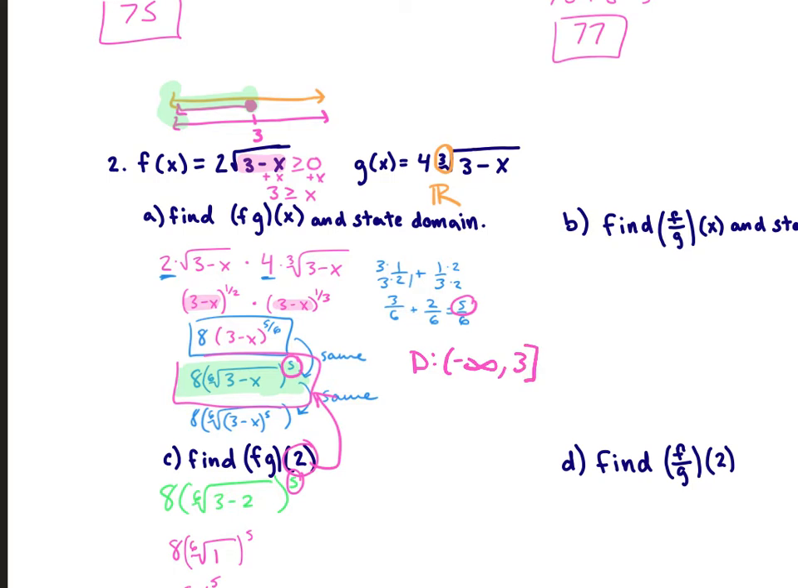Because you always start with the smallest in your domain. Oh, and this is negative. Yeah. So whenever you write interval notation, you start with the smallest number. And negative infinity is like the smallest number, so you start with that.